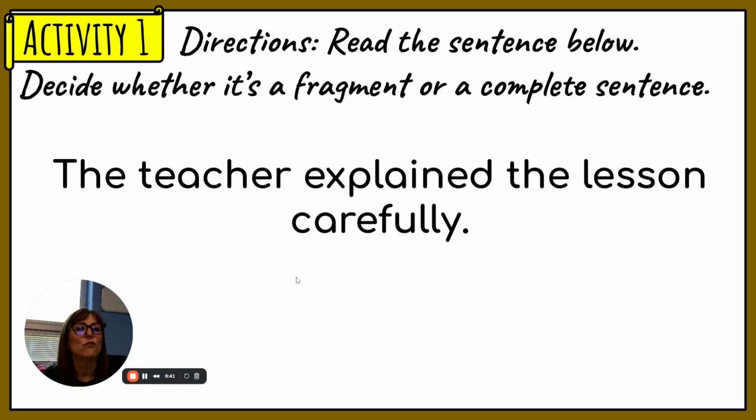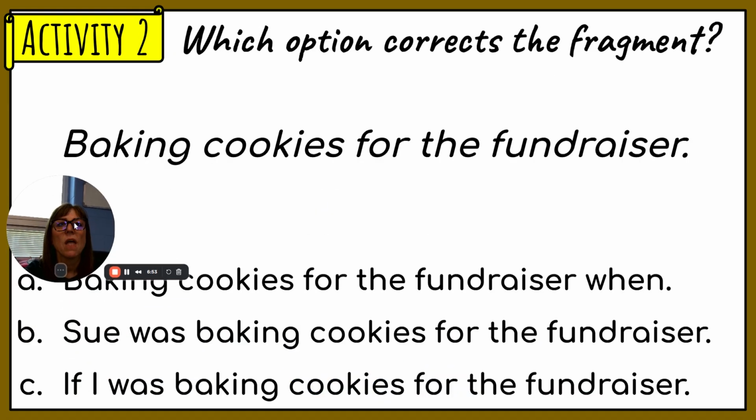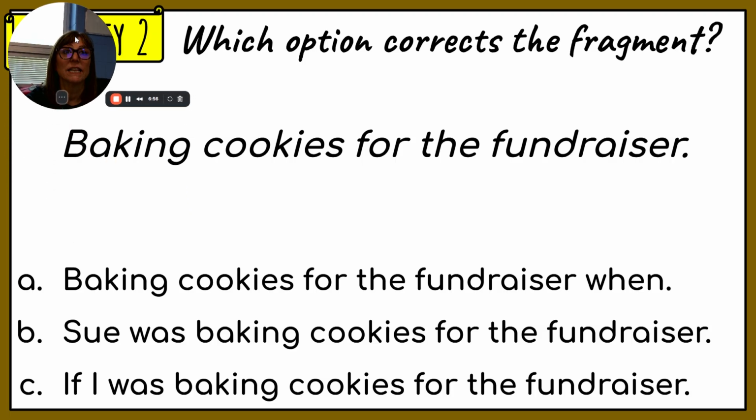Okay, boys and girls, you should have said that it is complete because who is the sentence about? The teacher. And what did the teacher do? The teacher explained. So this is a complete sentence. Now we're changing up the activity a little bit. We're going to complete the fragment.